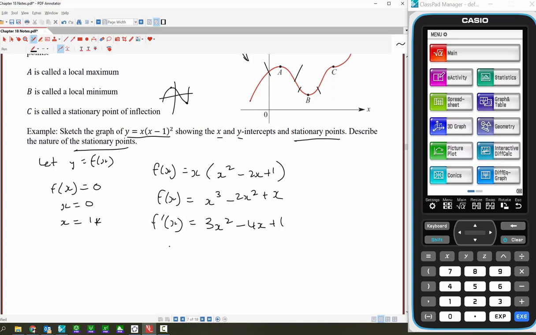So if this is my derivative, let's let the derivative equal 0. And how do we find out when quadratics are equal to 0? We attempt to factorise using the null factor law.